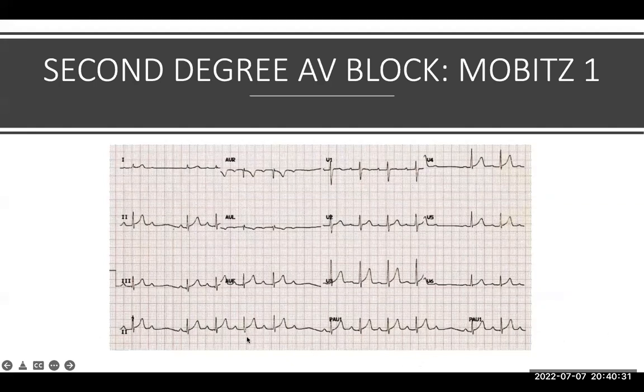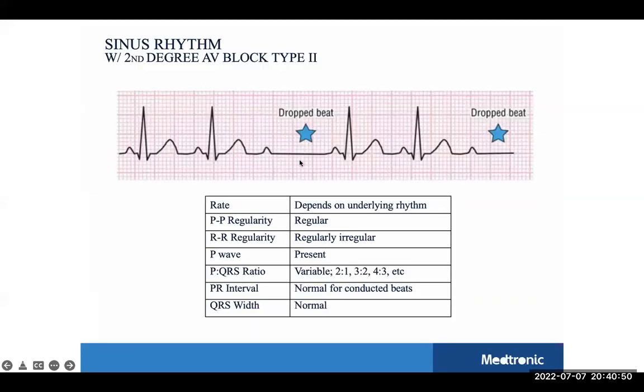Number two, you will find that there is clustering. They come close to each other, then all of a sudden there is a pause. The distance between two R waves is getting prolonged until there is a drop. That is type 1, Mobitz type 1. Mobitz type 2, there is also a drop, but the difference between the two of them is that the PR interval is constant. Here there is no prolongation.